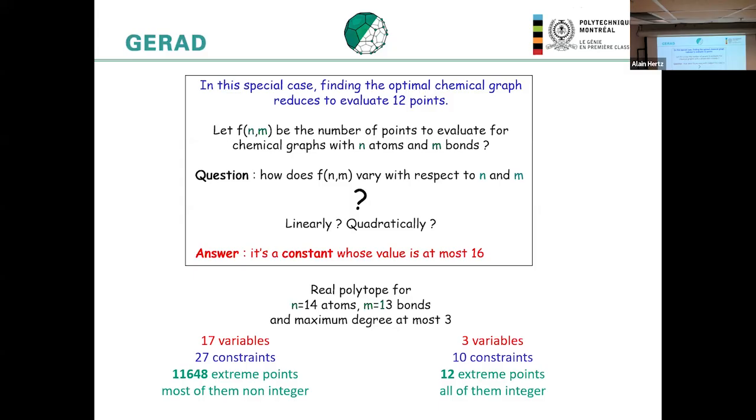It's constant. Even if I want a molecule with 10 millions of atoms, the number of extreme points is never larger than 16. You never have more than 16 possible optimal values, whatever the number of atoms and bonds.